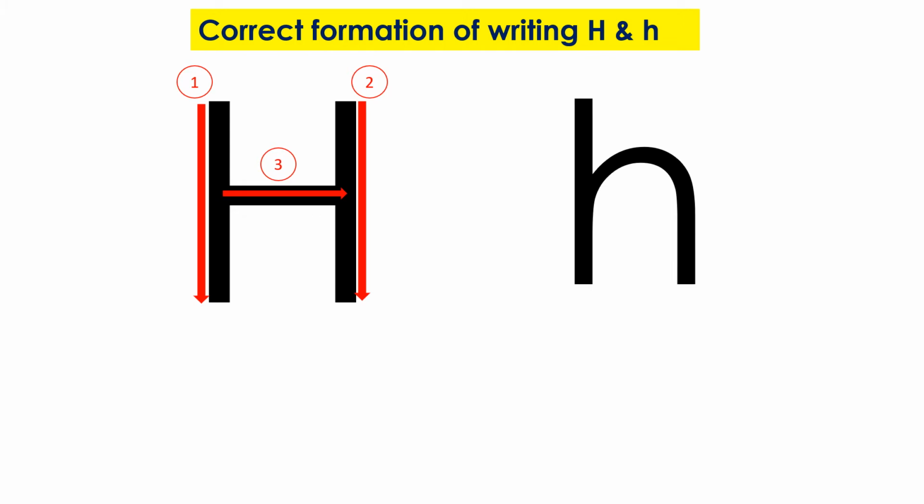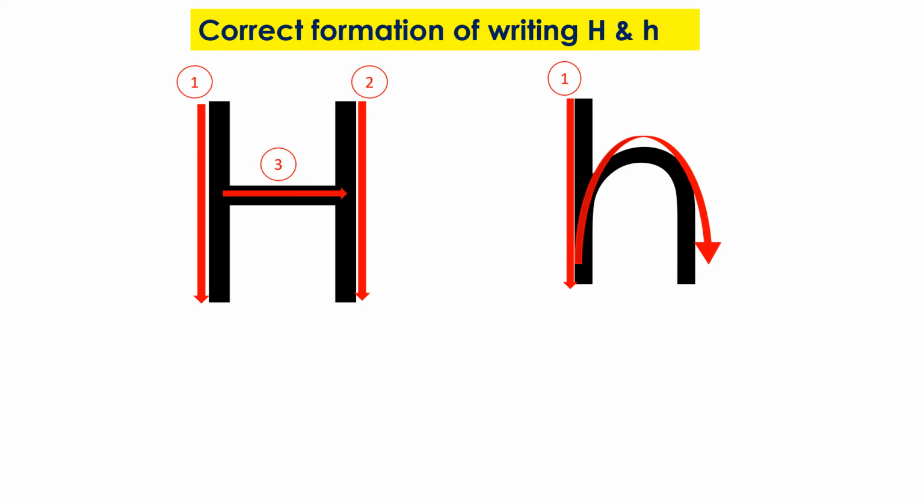Next, we'll move on to simple H. Start from the top and make a standing line to the bottom, then go to the middle and make a curve reaching the bottom. By looking at these red arrows, you can get an idea how to write this capital letter and simple letter H into the correct form.